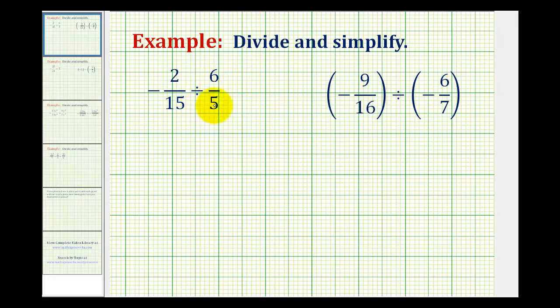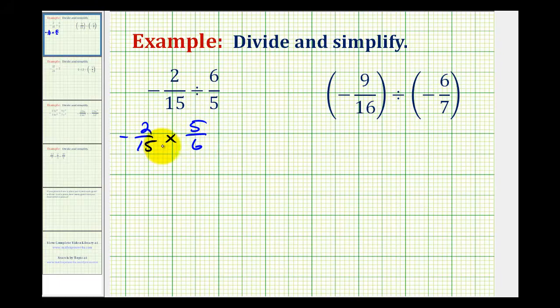Dividing by 6/5 is equivalent to multiplying by the reciprocal of 5/6. So this is equivalent to negative 2/15 times 5/6. Again, notice how 5/6 is a reciprocal of 6/5. But now before we multiply, we do want to simplify. We want to identify all of the common factors between any numerator and any denominator.